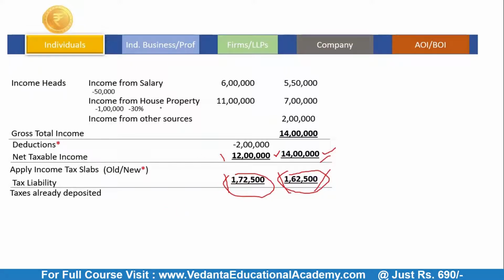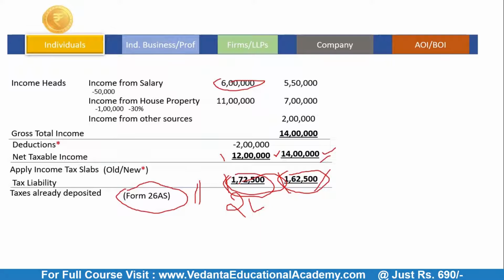So now the liability of this person is what? 1,72,500 as per the old tax regime, and 1,62,500 as per the new tax regime. We also need to check whether any taxes are already deposited on this person's PAN card by the taxpayer or the employer, for example TDS. For example, if the total taxes deposited on this person's PAN card is rupees 2 lakhs, while the tax liability of this person is 1,72,500.